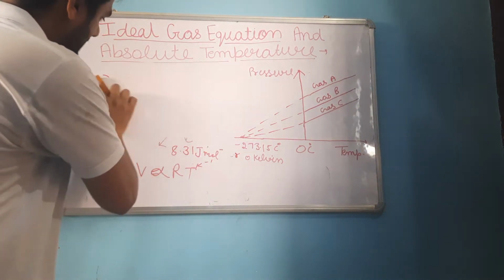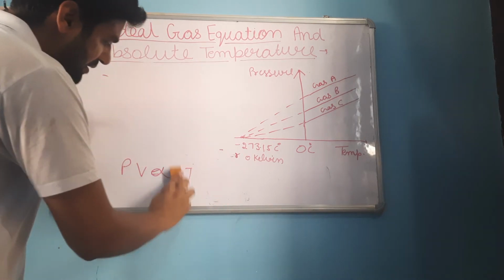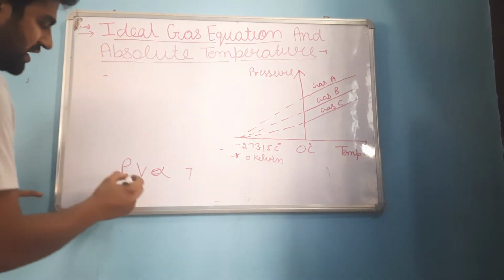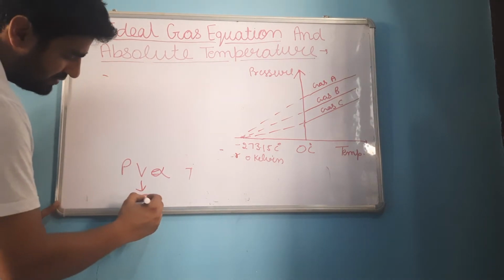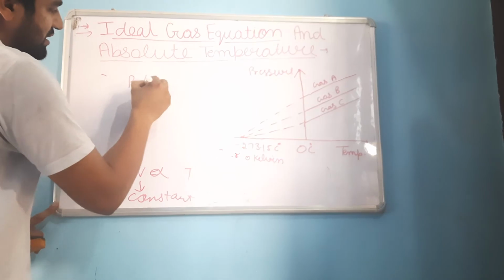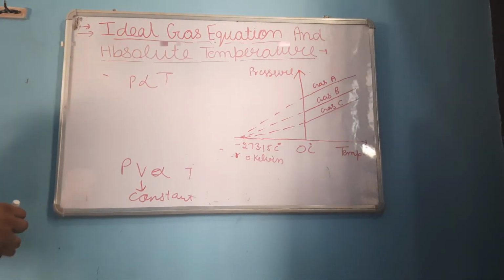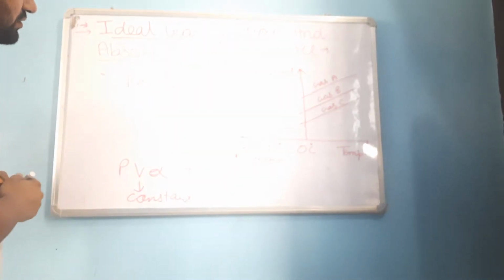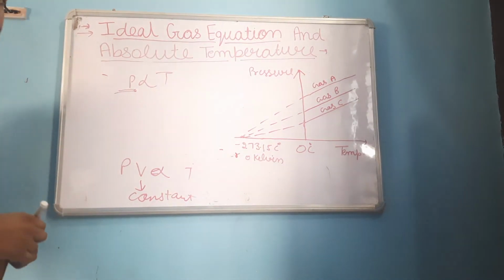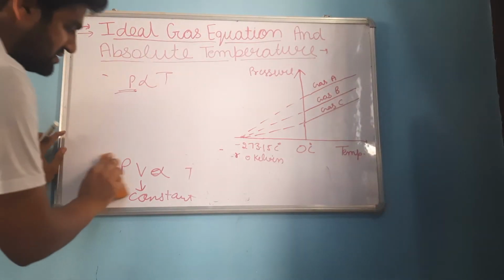So P is directly proportional to T if we take our volume constant. So we can draw our temperature curve with respect to the pressure, meaning our temperature is changing with respect to the pressure in the case of gases.